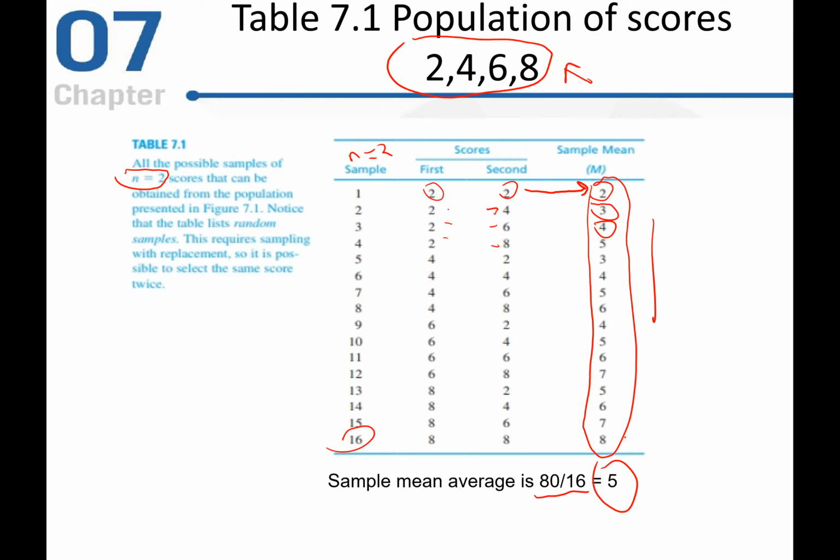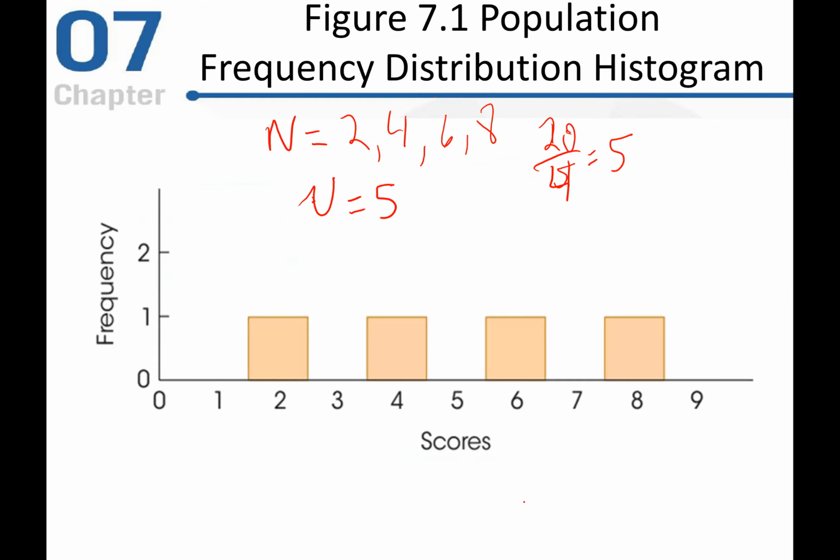All right. So where did we see that 5 before? Let's go back to the previous slide. So the sample mean average, the average of all of the possible sample means of a certain sample size, in this case a sample size of 2, added up to 5. Well, we've seen 5 before. 5 was the population mean.